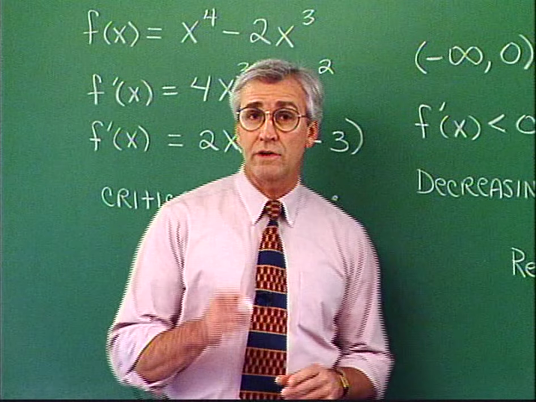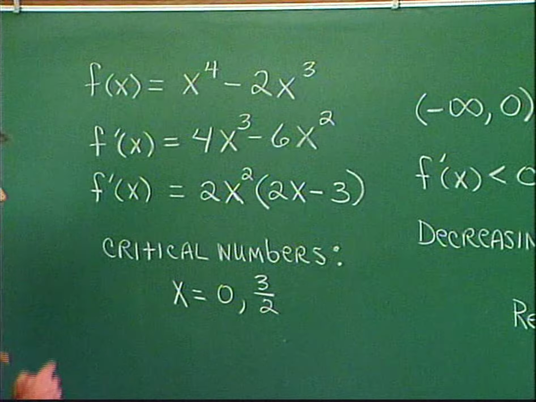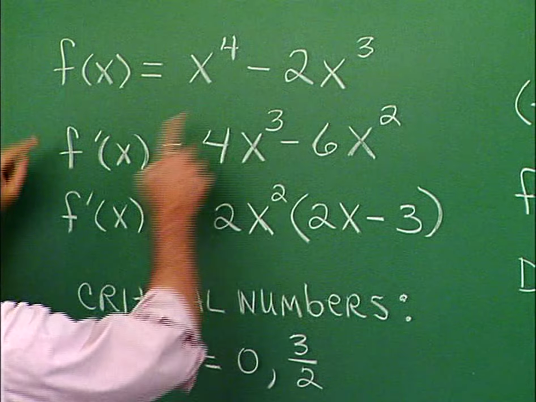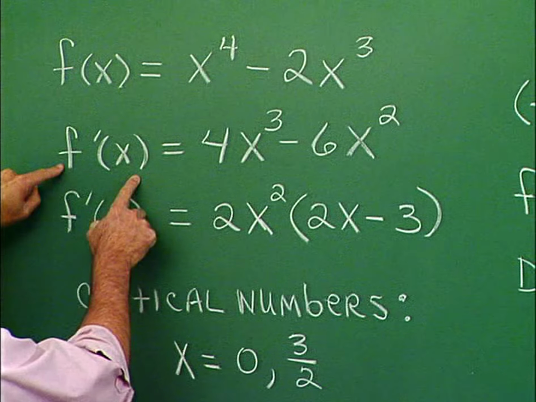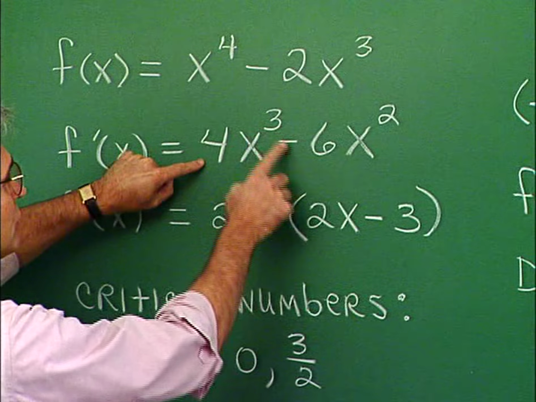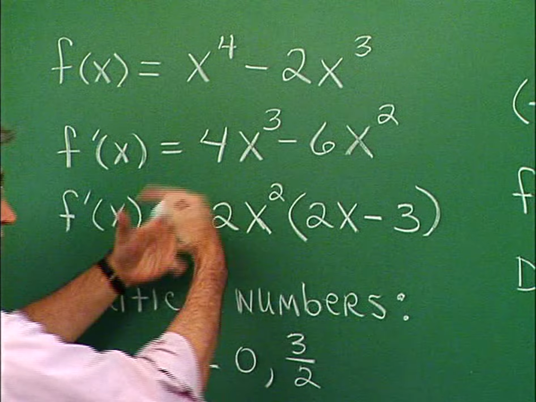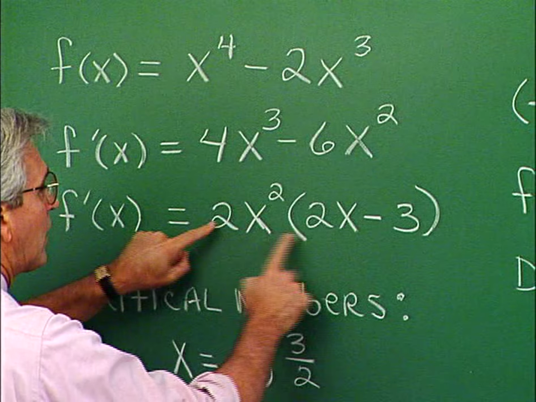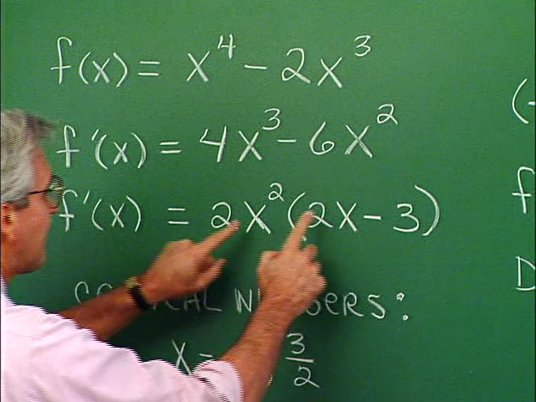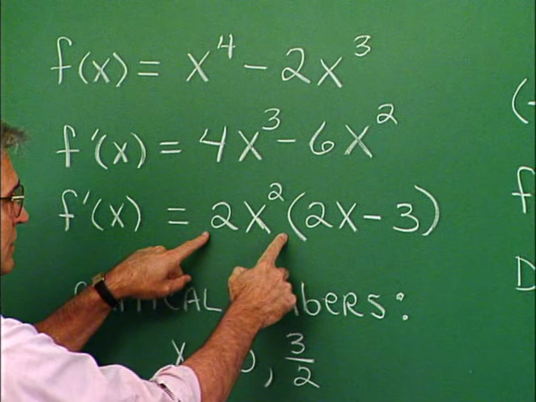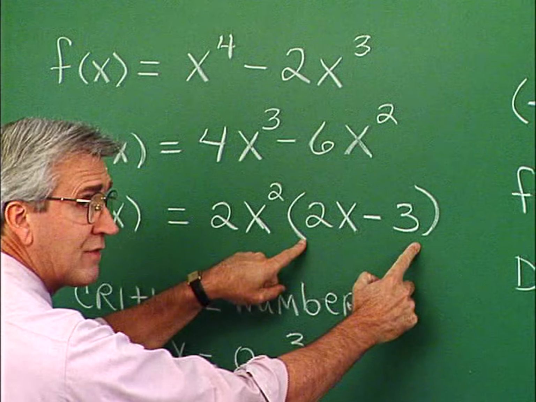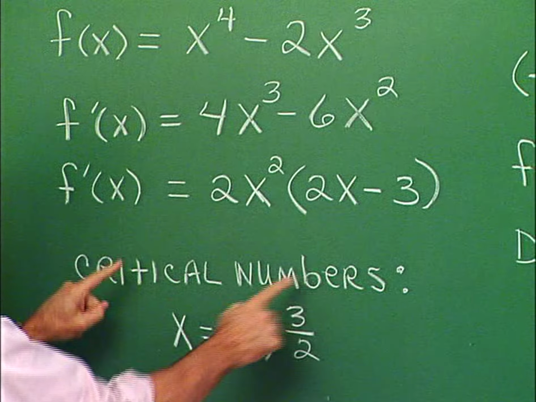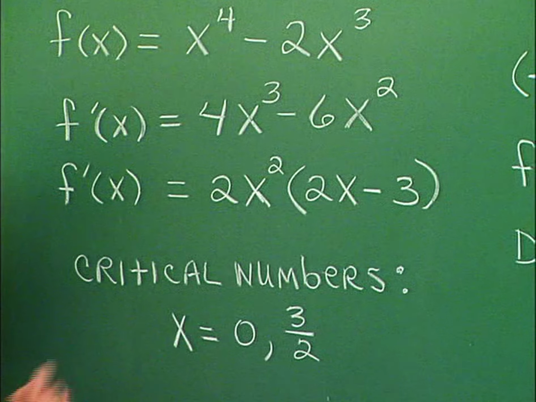Let's use the first derivative test on this function to see if we can identify relative max and min points. Here's our function. We first of all take the first derivative, and it turns out to be 4x cubed minus 6x squared. Now we want the zeros as our critical points. Factoring, we get 2x squared times 2x minus 3. The value of x that causes this factor to become 0 would be 0. The value of x causing this factor to become 0 would be 3/2. So our critical numbers are x equals 0 and x equals 3 over 2.